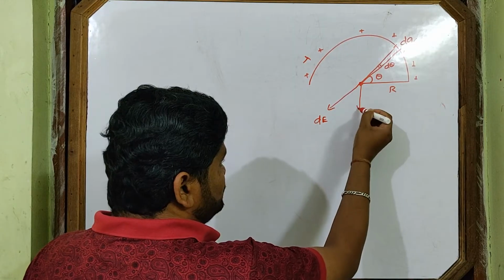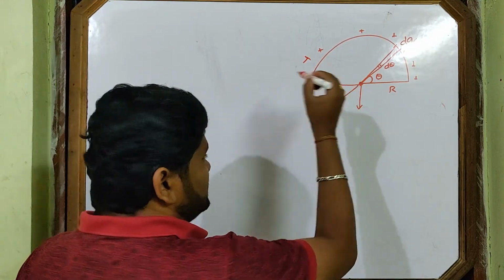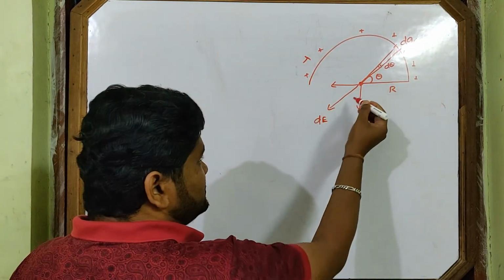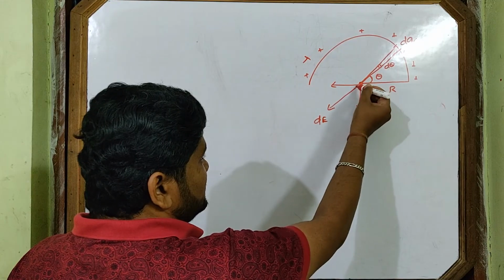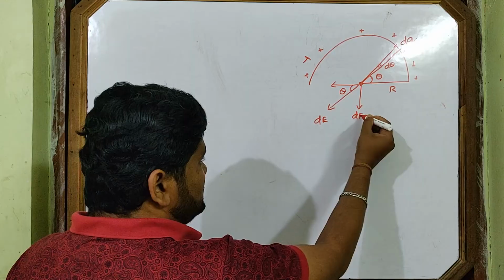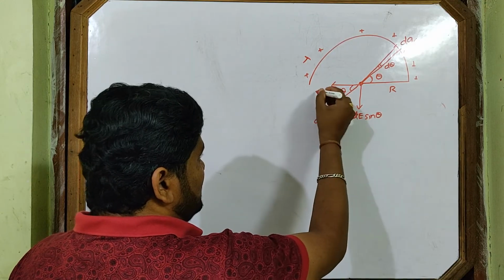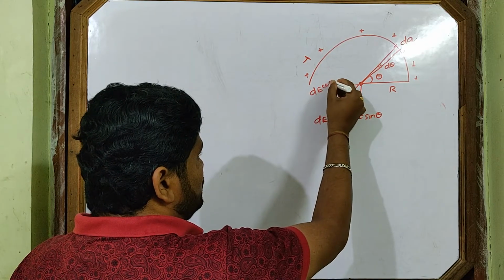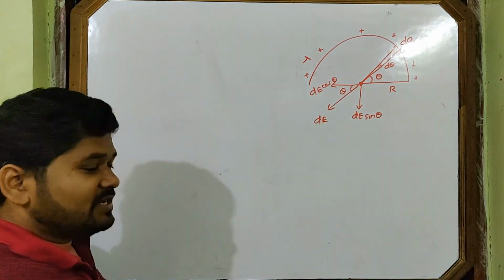dE can be resolved into two components. One is here, one is here. So this dE, if this angle is theta, then its opposite angle is also theta. So this is dE sin theta and this is dE cos theta. Is it clear?